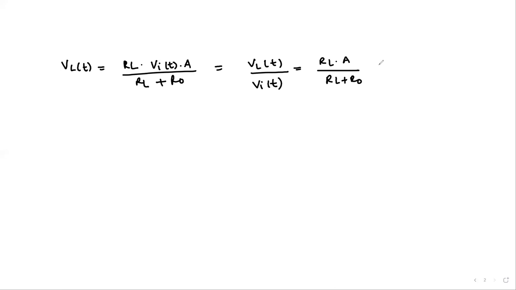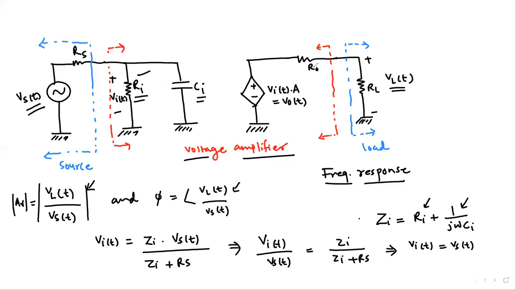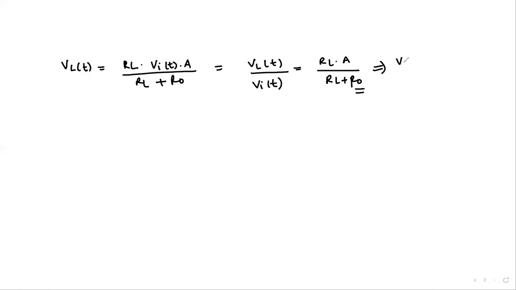Okay, so if RO is 0, meaning the amplifier's output resistance is 0, what we see here is that this whole voltage that gets developed across the output of the amplifier is delivered to the load. So we can write VL of t divided by Vi of t, which is the output of the amplifier over the input of the amplifier, is equal to A for RO equals 0.